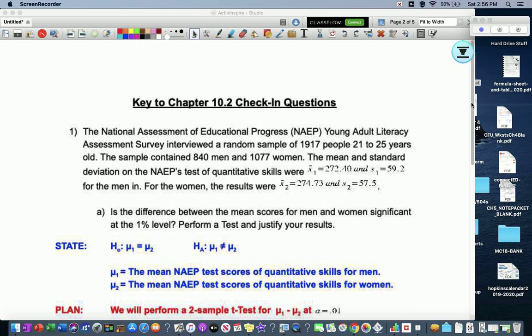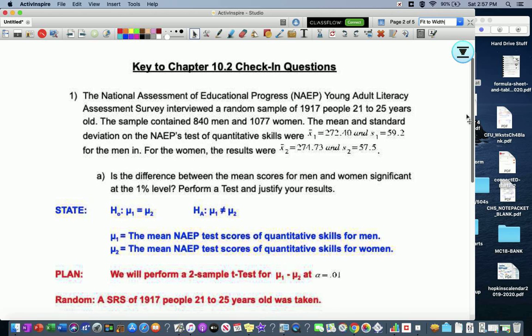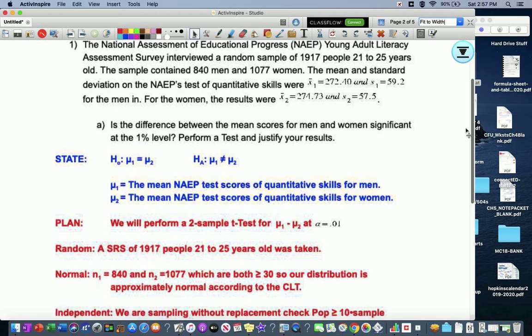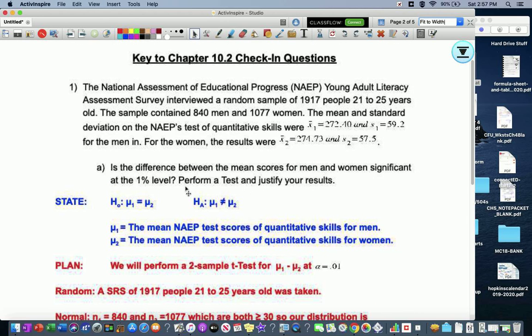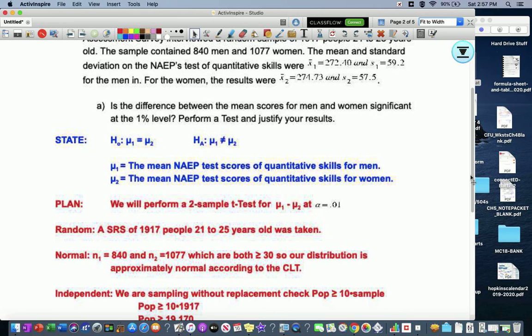On this one, obviously many of you have done it, but I'm not going to go through it step by step. I'm just going to talk about what I'm going to look for. A problem like this might be worth, say, 12 to 16 points on the test because there's going to be a lot of things that I'm going to look for. So again, what I'm looking for is that 4-step process: state, plan, do, conclude.